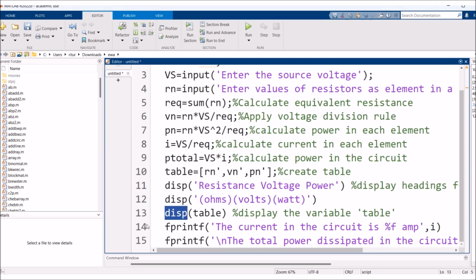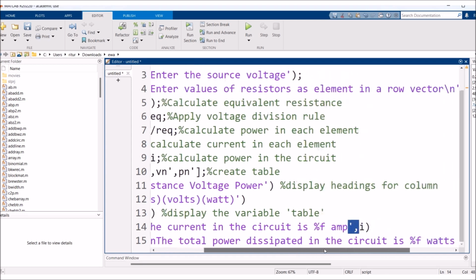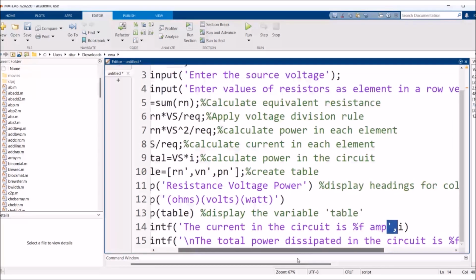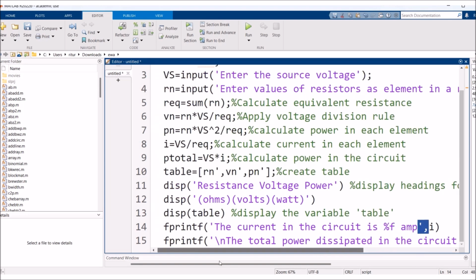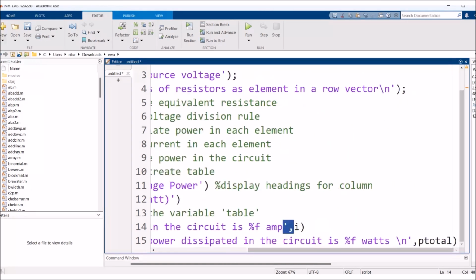And in the 14th line, we have printed the current in the circuit in float format, that is I, and the total power dissipated in the circuit is printed using the command as shown in line number 15, and their values are stored in P total. Now let's run this program.